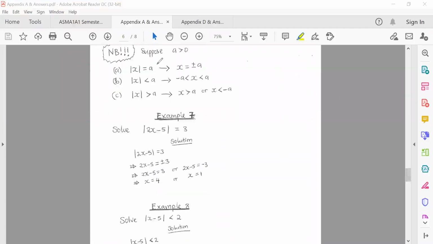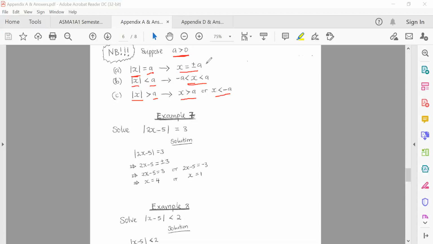The first rule, and this only applies when A is greater than 0. So we say suppose A is positive, then if absolute value of x is equals to A, then we just say x is equals to plus or minus A. Now, if I say absolute value of x is less than A, it means x lies between A and minus A. And if the absolute value of x is greater than A, therefore you have that x is either greater than A or x is less than minus A.